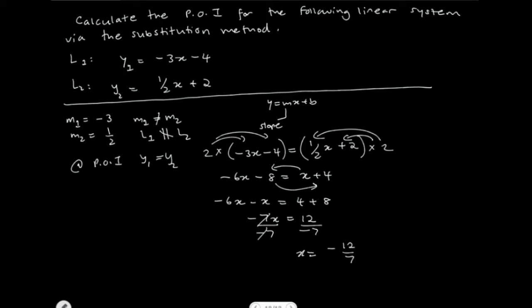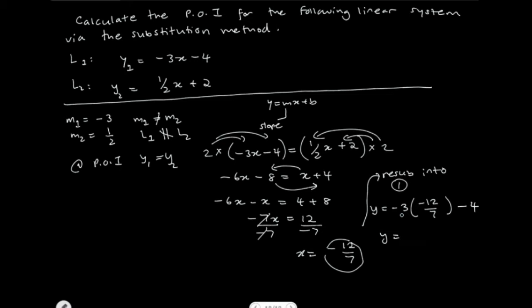If you want to find the y value, then you can just resubstitute this into an equation. So I'm going to resubstitute this into equation 1. It doesn't matter what equation you substitute this back into, because they both have the same y value. So if I substitute this back into equation 1, you get y is equal to negative 3. Instead of x, I'm going to plug in negative 12 over 7. So you get negative 12 over 7 minus 4.